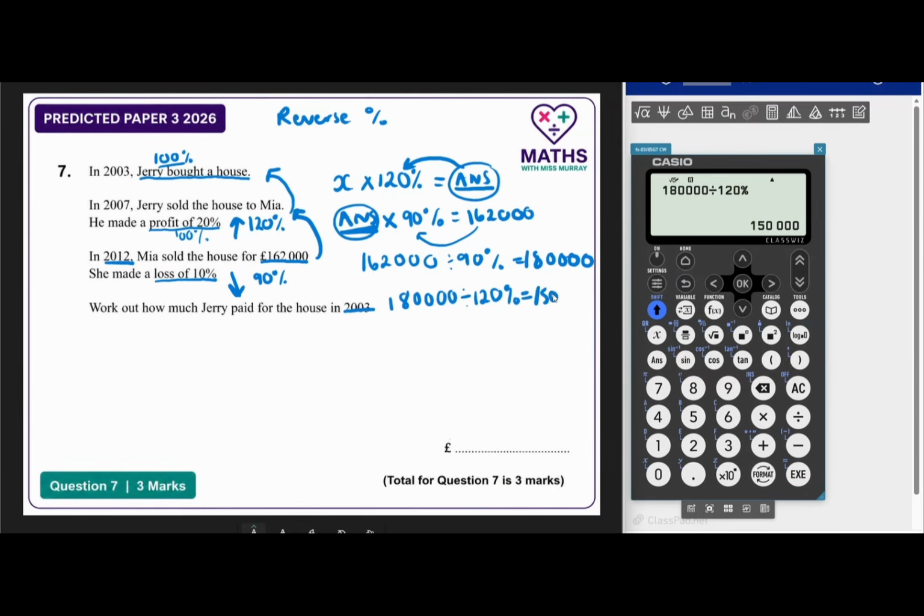And that is 150,000. And if you want to check your answer, you can increase that by 20% and then decrease the amount you get by 10%, and you'll end up with the 162,000. So that is my working there, and then the house, he bought it for £150,000, and that is worth 3 marks. So you would have got a mark here for the first step, a mark for this calculation here, and then a mark for having the answer correct. So that is question 7 for 3 marks.